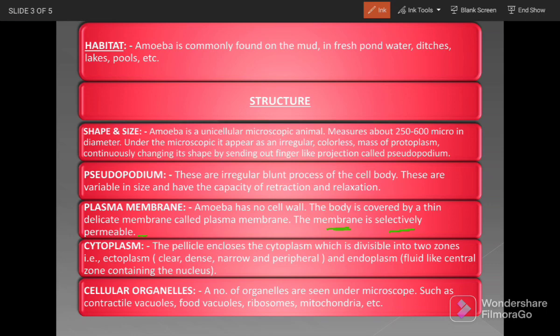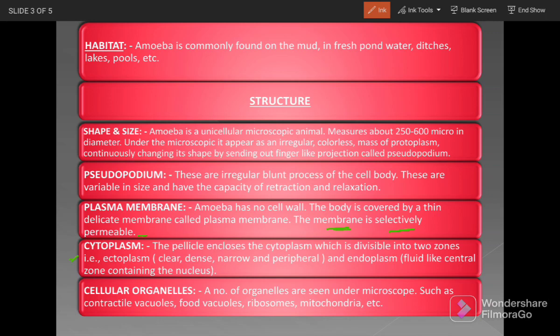It allows the important materials to enter the cell, and the waste material which is not necessary for the cell is excreted or thrown out of the cell. So they are selectively permeable membranes. Now next, the fourth point is cytoplasm.